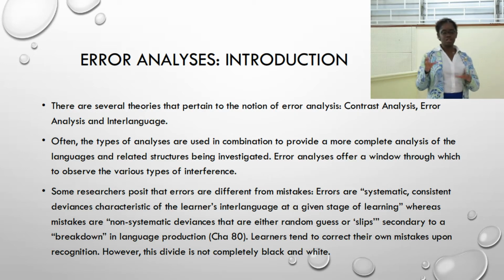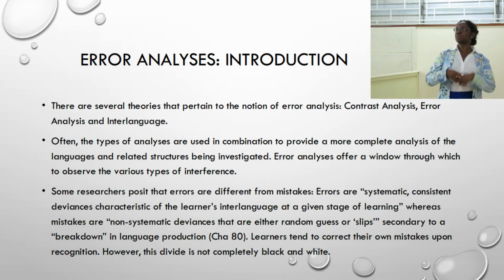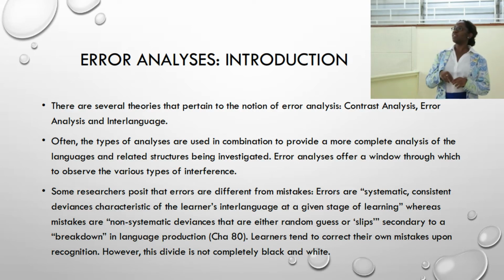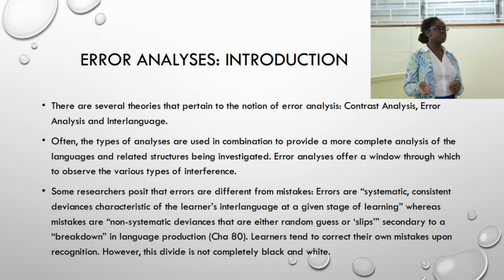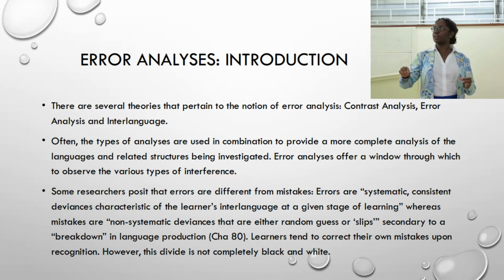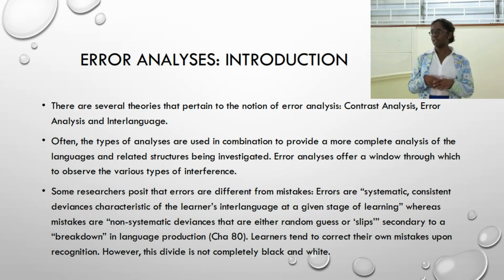Now, we can't talk about error analysis without defining what an error is and distinguishing that from mistakes. So some researchers posit that the errors are systematic, consistent deviances that are characteristic of the learner's interlanguage. And some of these terms will get defined as we go through the rest of the presentation. So at a given stage of learning, right, the learner's interlanguage is going to be different, and there are going to be certain types of errors that will indicate where they are in the process of language acquisition.